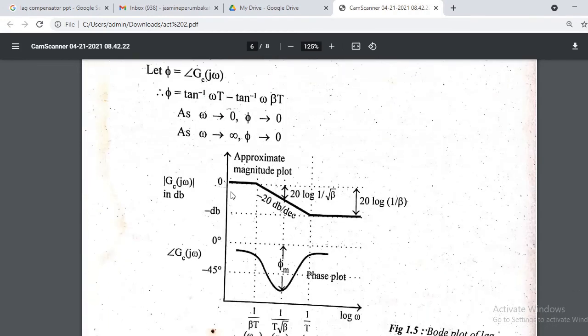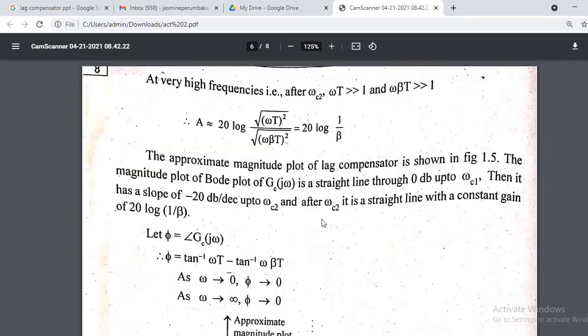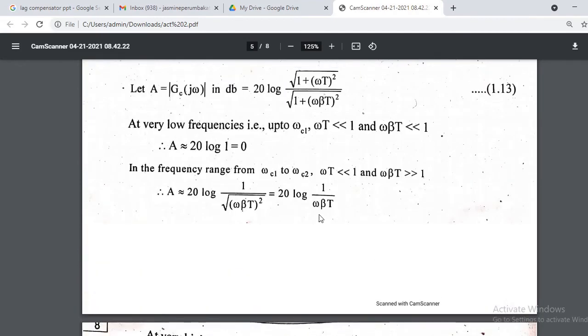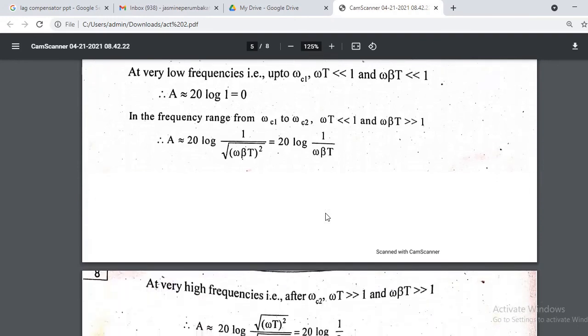Now see the diagram. This is the magnitude plot. Up to omega C1, the magnitude is 0. Then from omega C2 to higher frequencies, the magnitude is a constant, and that constant value is 20 log 1 by beta. Then from omega C1 to omega C2, it changes with the equation 20 log 1 by omega beta t.